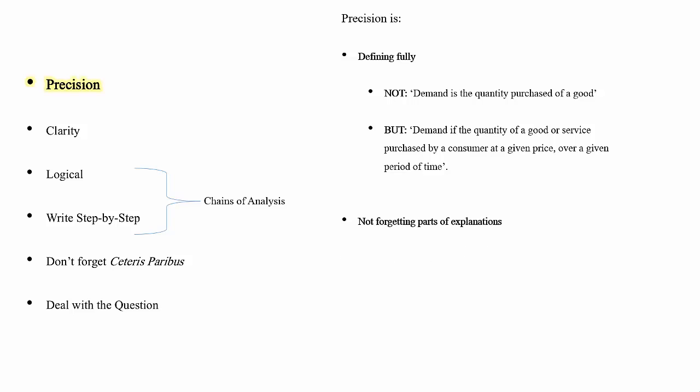The second thing about precision is that we don't want to forget parts of our explanation. So, for example, this is a bad way to do it. When income rises, this causes the price of the product to rise. You can see immediately it's not really telling us why.